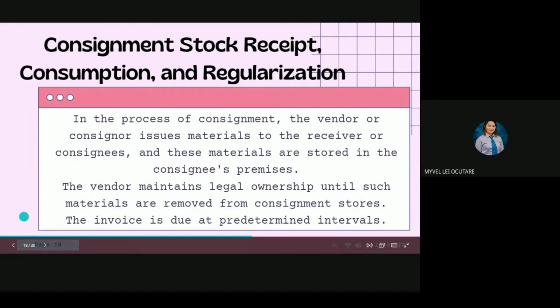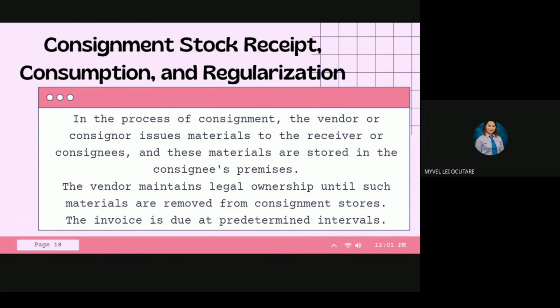So consignment is when the shop sells goods for an owner. The owner keeps the ownership of his items until it sells. If it sells, as the owner, you'd pay a small fee to the shop as compensation for them selling your item.